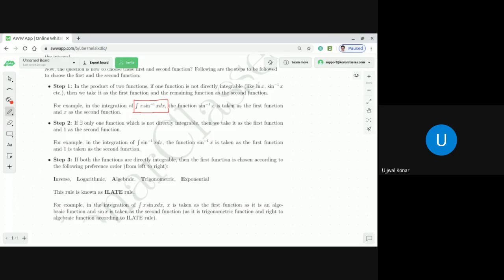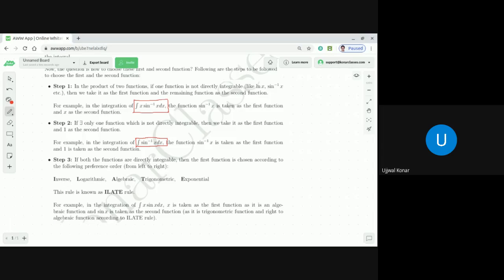Now step 2. Suppose you get only one function which is not directly integrable. What is the example? Suppose you have been given to integrate sine inverse x dx. Correct? So you should take, in this case, sine inverse x as the first function and 1 as the second function.